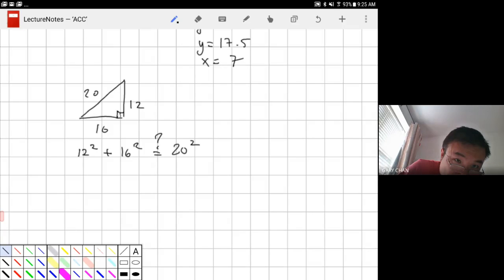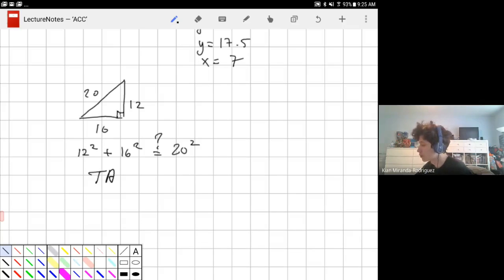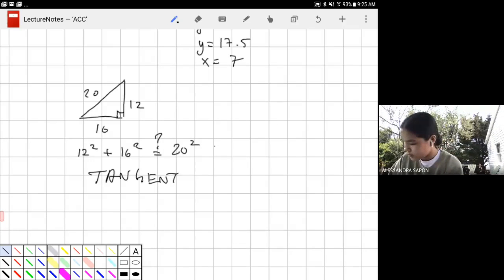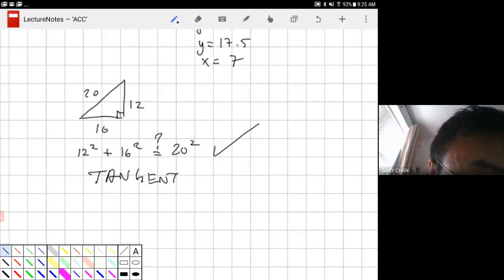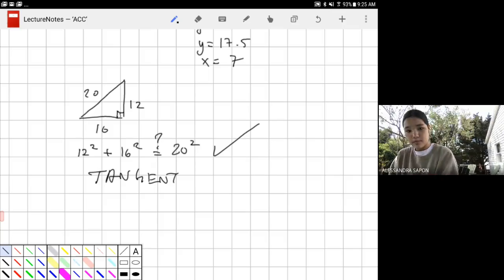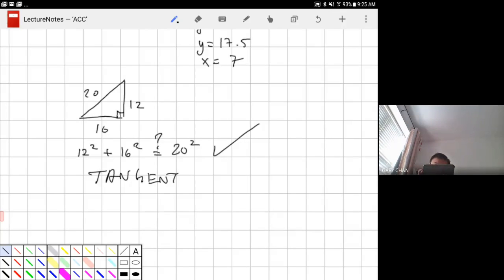Okay. Let's move on to 4. So this is tangent. Determine if line AB is again tangent. Very, very similar. So I have 11, 15, and the other side there's 12. So what I'm dealing with is this.